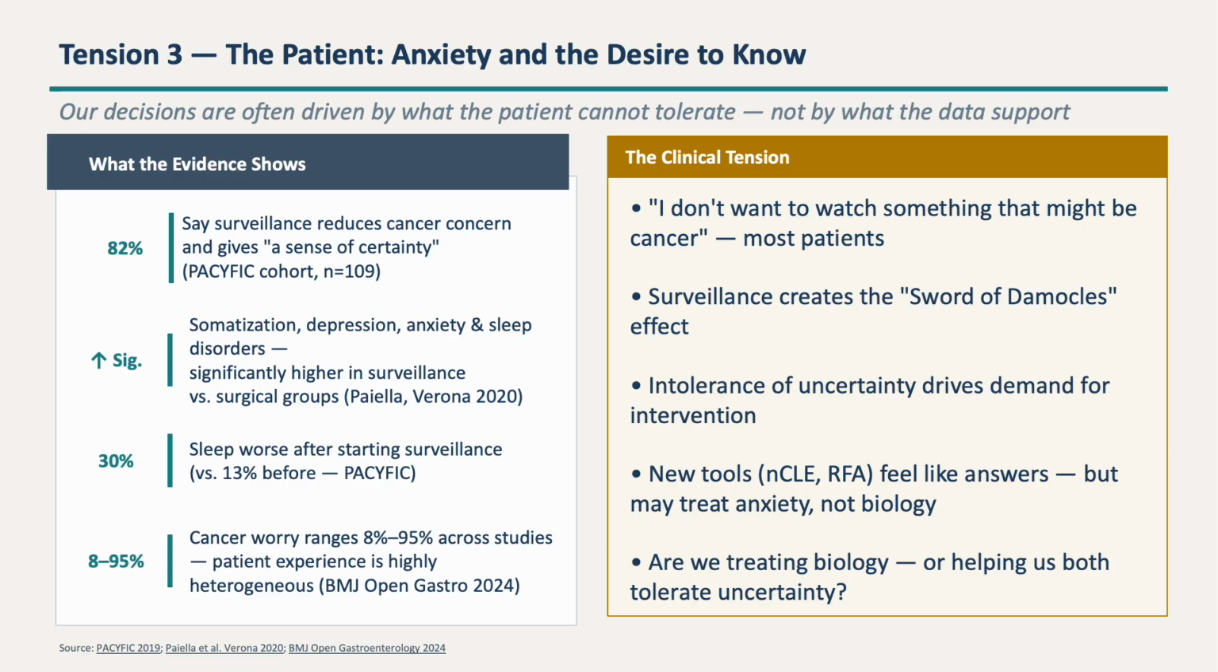Surveillance creates a sword of Damocles effect because it's going to feel like I'm next. And so it's very difficult to get it out of the psyche. Intolerance of uncertainty drives demand for intervention. And new tools feel like answers, but may treat anxiety, not biology. So that's the tension that those who are promoting these should know. Are we treating biology or helping us both tolerate uncertainty?